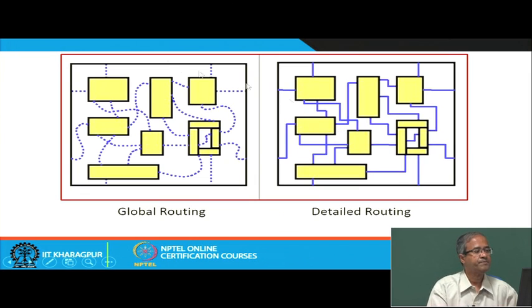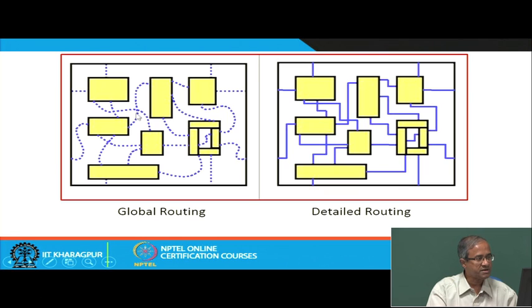This is just an example. Here you see some blocks, and these dotted lines show you the nets, the points which need to be connected. In global routing, only some rough paths are shown. For example, when you connect a point here to a point here, it says that you have to follow roughly this path, and an alternative could have been to follow this path, or it could have said you can follow this path. So, global routing does this.